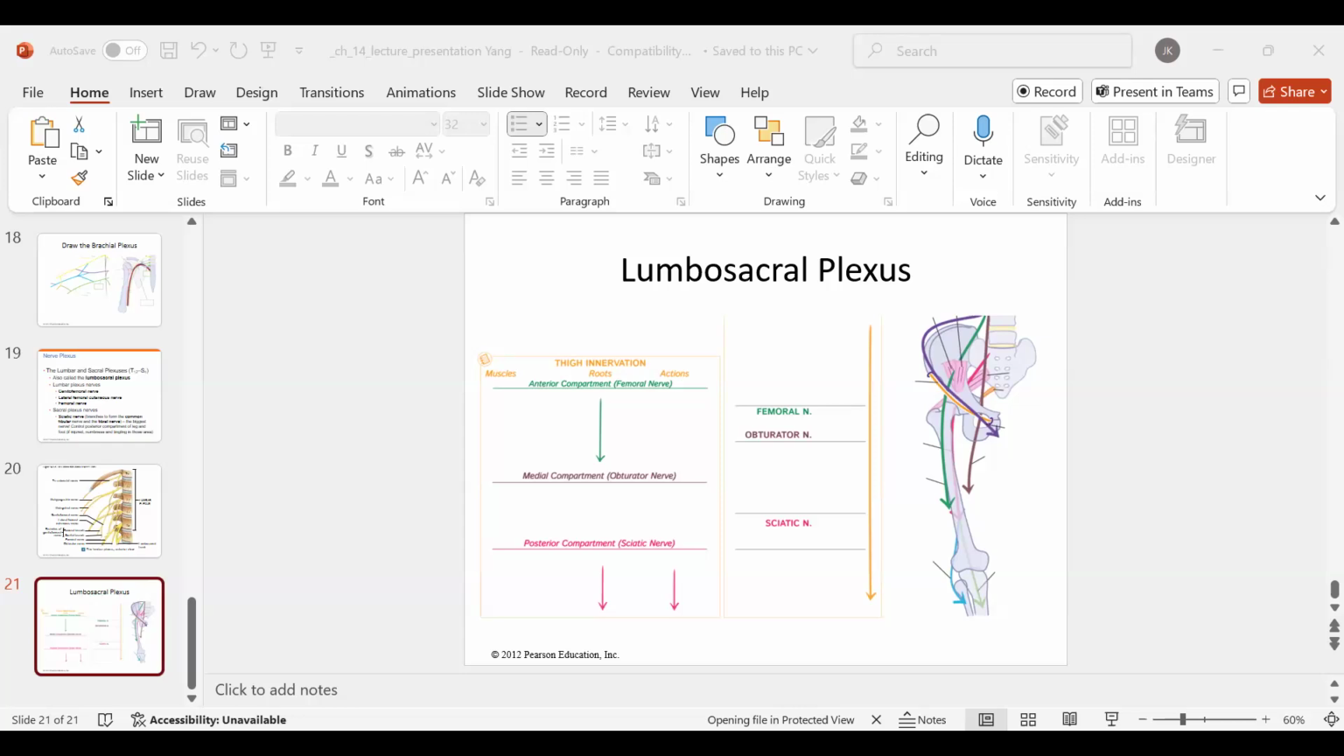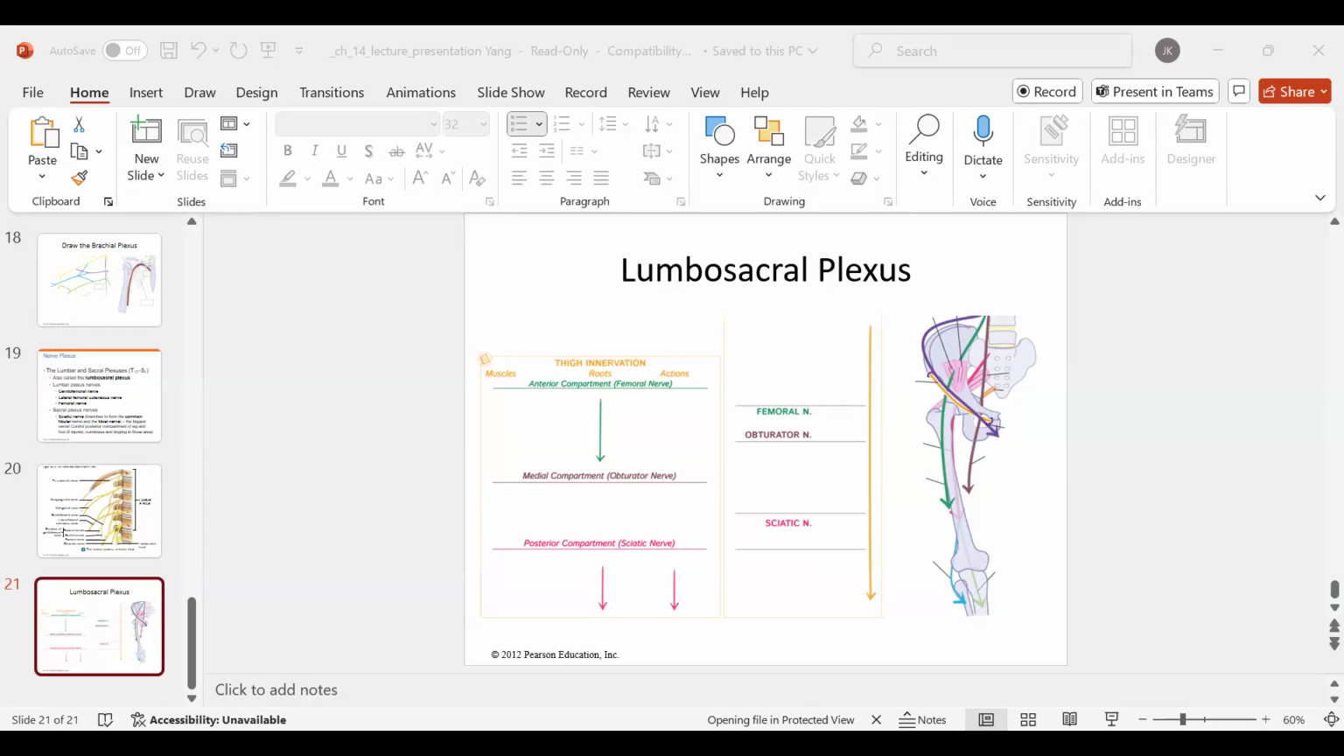Next, draw the sacrospinous ligament. Show that the obturator nerve descends medial to the femoral nerve, anterior to the sacrospinous ligament, and exits via the obturator canal down the medial aspect of the thigh to innervate the medial compartment muscles.